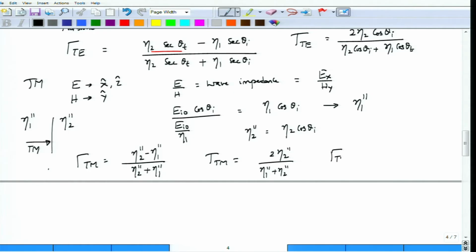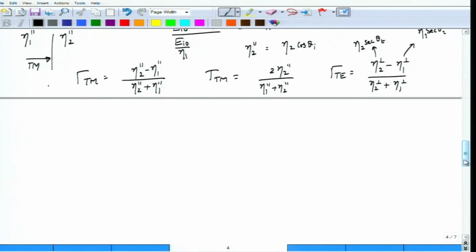You can also write down the expression for gamma Te, which happens to be eta 2 perpendicular minus eta 1 perpendicular divided by eta 2 perpendicular plus eta 1 perpendicular, where eta 1 perpendicular is actually eta 1 secant theta i and eta 2 perpendicular is eta 2 secant theta t. These wave impedances are actually functions of the angle of incidence and angle of transmission.